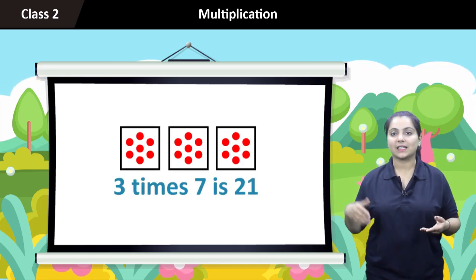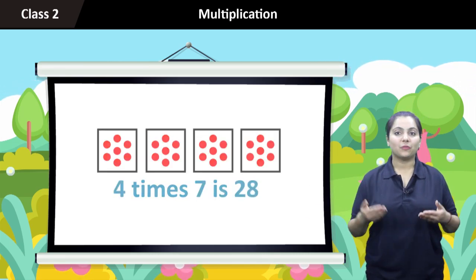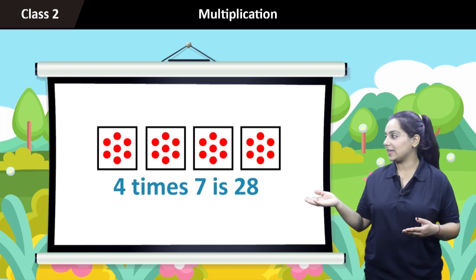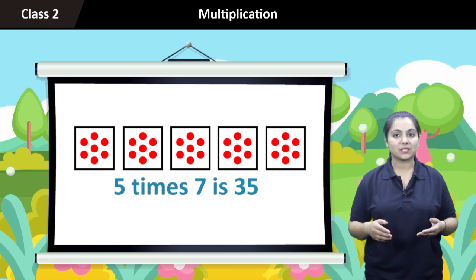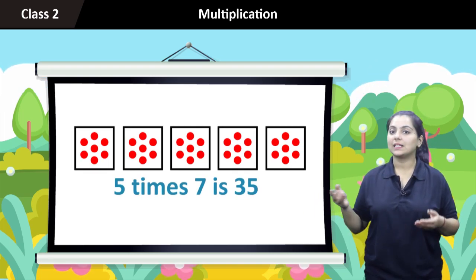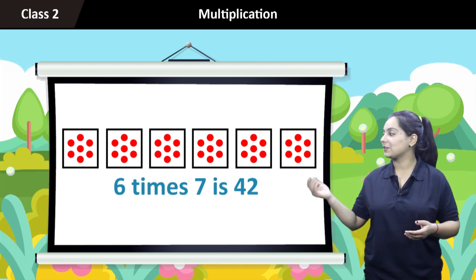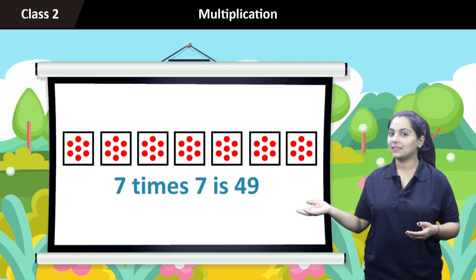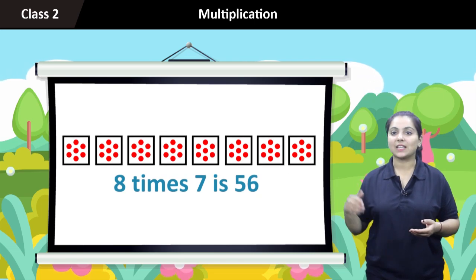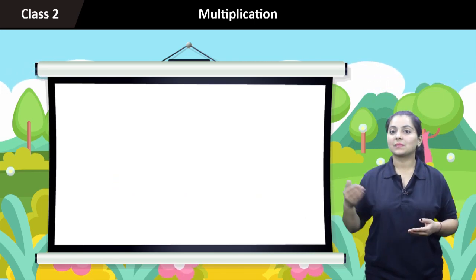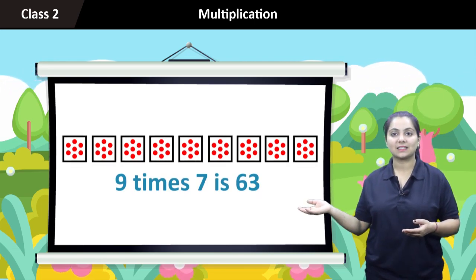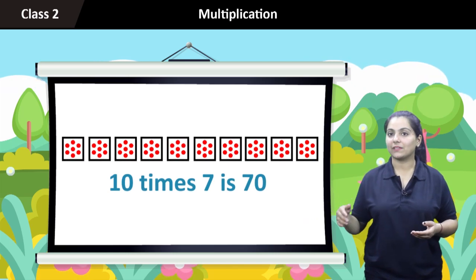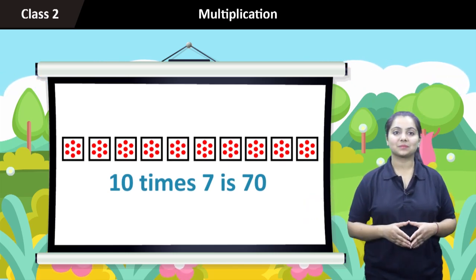3 times 7 is 21. 4 times 7 is 28. 5 times 7 is 35. 6 times 7 is 42. 7 times 7 is 49. 8 times 7 is 56. 9 times 7 is 63. 10 times 7 is 70.